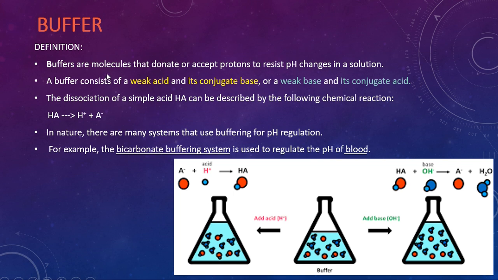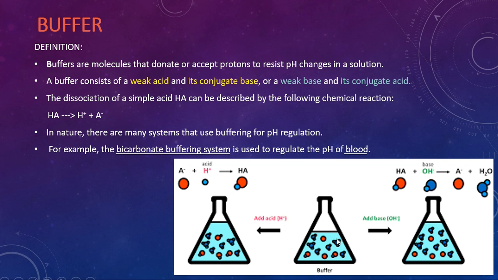And buffers are molecules that can donate a proton, or it can accept a proton, this one is OH minus. So either it can donate a proton or it can accept a proton such that it can resist the pH change in a solution. So that is what is called a buffer.